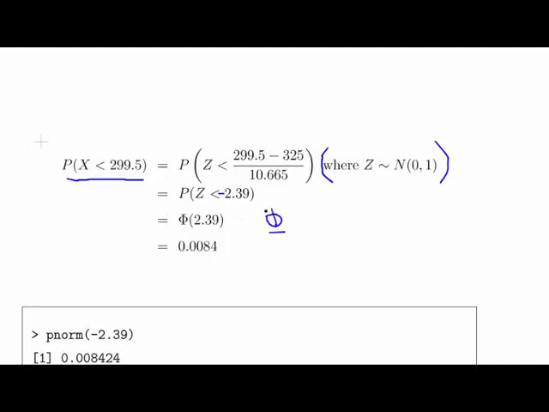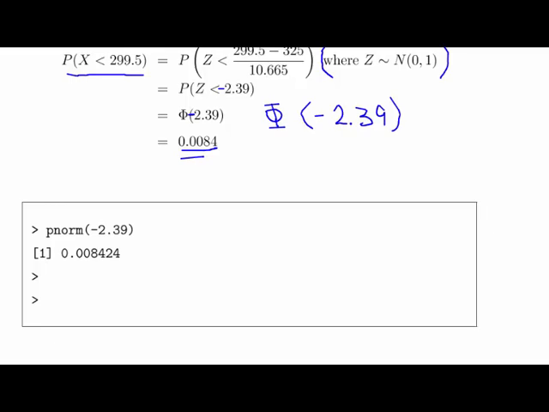So phi of minus 2.39. My minus signs are missing. It should work out as an answer of 0.0084. Again, just to be clear, the z-score there should be minus. That's just a little typo.